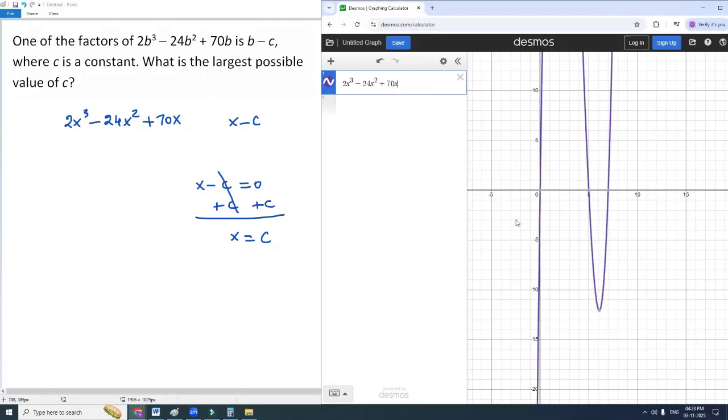Here we got the graph. Let's consider the x-intercepts. We have 3 x-intercepts. Already we know that this c is the x-coordinate of an x-intercept, and we have to get the largest possible value of c. So we have to consider the x-intercept where we have the largest x-coordinate. So that's the x-intercept (7, 0). So here we have 7 as the x-coordinate. Therefore the largest possible value of c is 7.